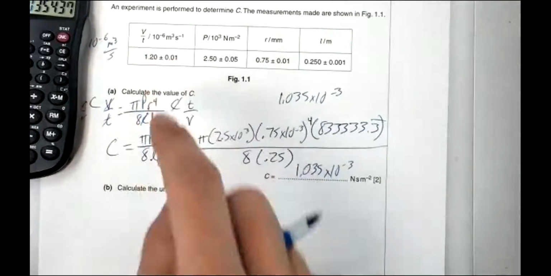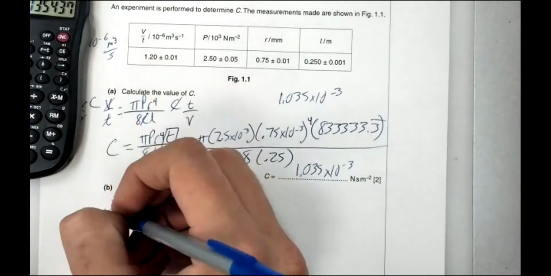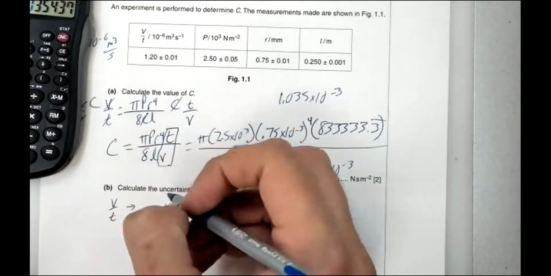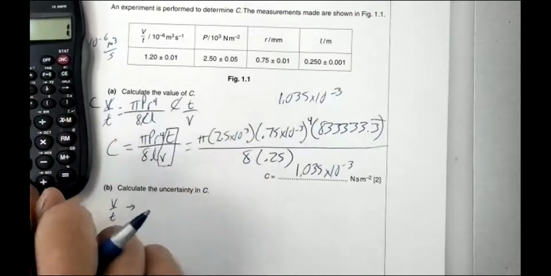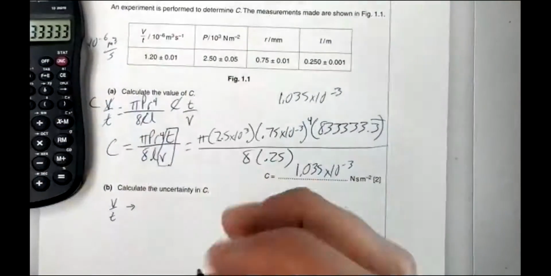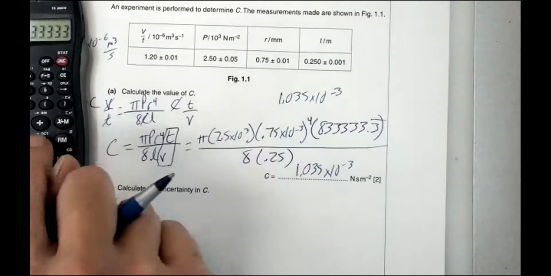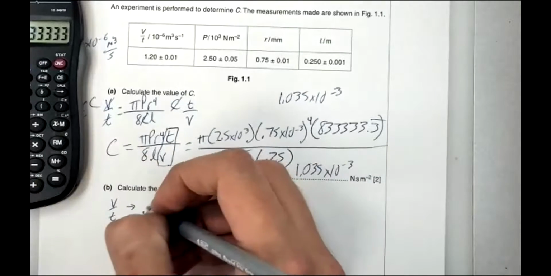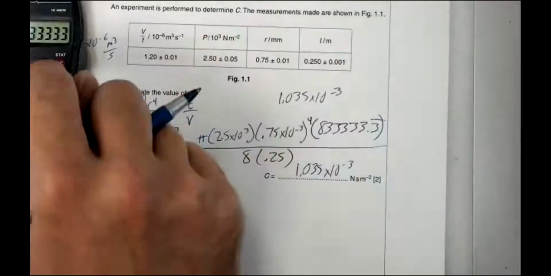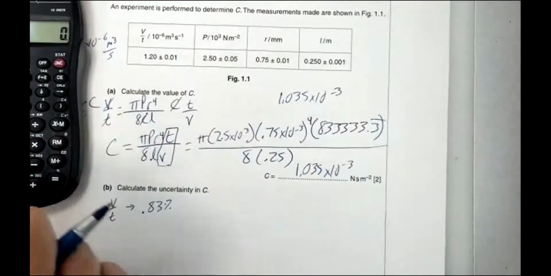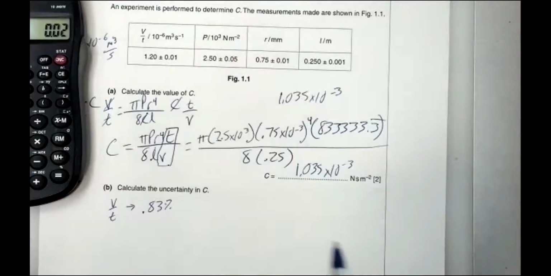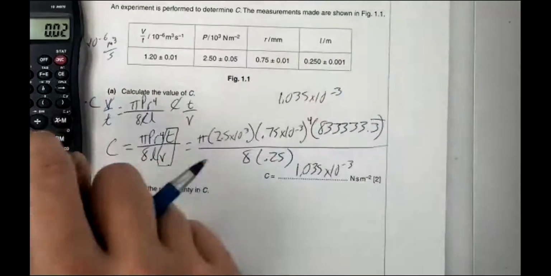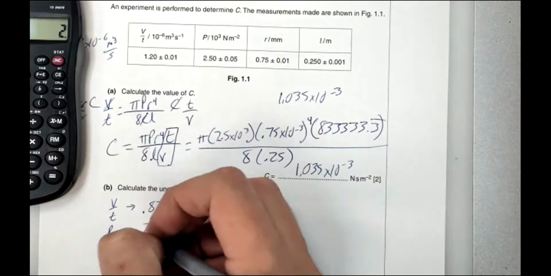All right, real quick, let's take a look at V over T. It has a percent uncertainty of 0.01 divided by 1.2. Since both things are times 10 to the negative 6, those just cancel. Times 100, and I've got a 0.83% uncertainty from this. For pressure, I've got 0.05 absolute divided by measured value 2.5. Again, the times 10 to the 3 would cancel out, so we're just doing this divided by that times 100. So the pressure contributes 2%.